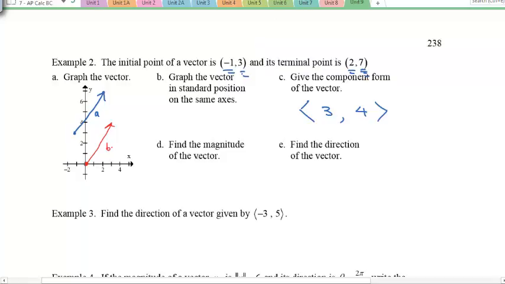How can you then find the magnitude? Remember, the magnitude is just the square root of the x value squared plus the y value squared. That's just equal to 5. And if I ask you to find the direction, remember it's arctangent or inverse tangent of 4 over 3. And you use your calculator.